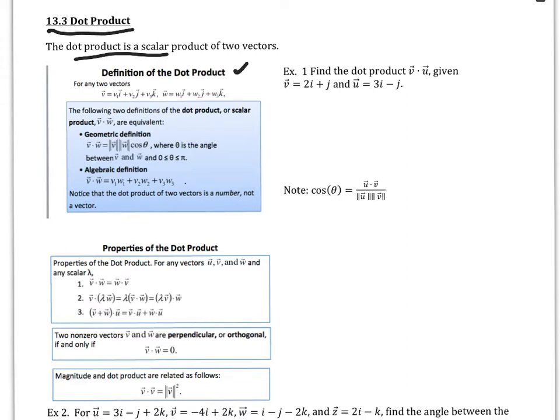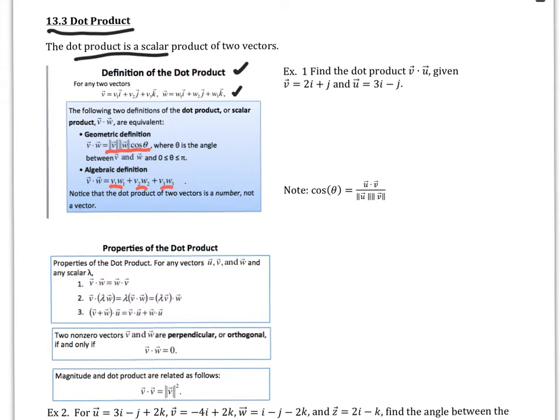So the definition of the dot product for any two vectors, and you could have it in any dimensions that you want, is that you're just going to take the v and w and multiply their respective components and then add them together. That's all you do. The geometric definition is more so here, where we're going to take the magnitude.